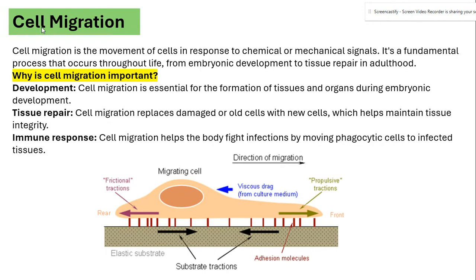Very important. Cell migration is the movement of cells in response to chemical or mechanical signals. Well, we received a signal. There has to be cell migration that's happening.